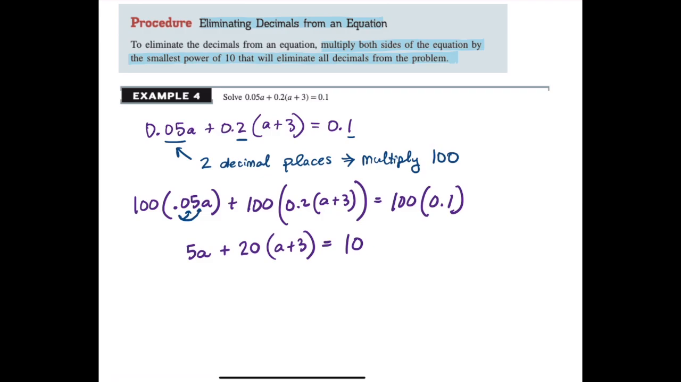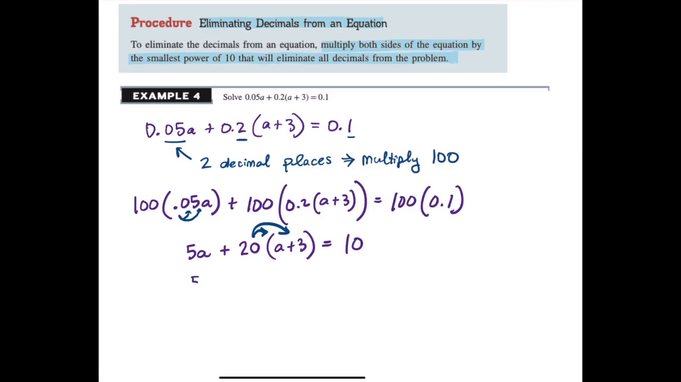So now we've cleared out all of our decimals. We no longer have to think in decimal mind. We can just treat this like an equation. And even though it looks different from the original, because we multiplied everything by the same number, we just scaled it, it's still the same equation. So let's continue. We want to solve. Let's distribute the 20 to both terms in the parentheses.